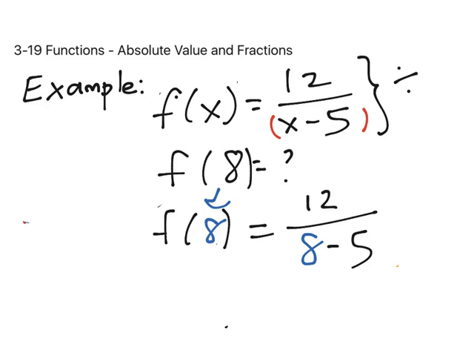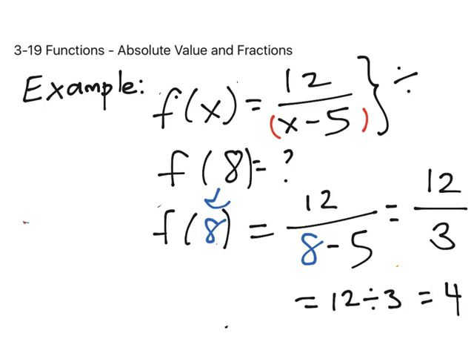Because of the fraction bar, we do the bottom first. 8 minus 5 is 3. And of course, 12 over 3 just means 12 divided by 3, which is 4.